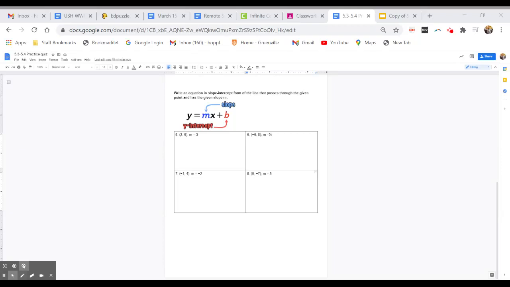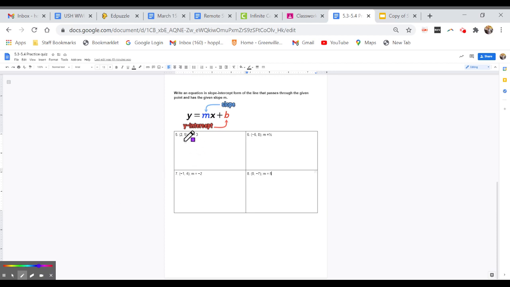Problems 5 through 8 on your practice quiz for 5.3 and 5.4 have to do with slope-intercept. So you're writing it in slope-intercept form when you're given a point and a slope. What you're going to have to do with these problems is, you're already given your slope, which is awesome. You already know your m, but you still need to solve for your y-intercept, which is b, by plugging in your x and y value into the equation. So let's work through that.